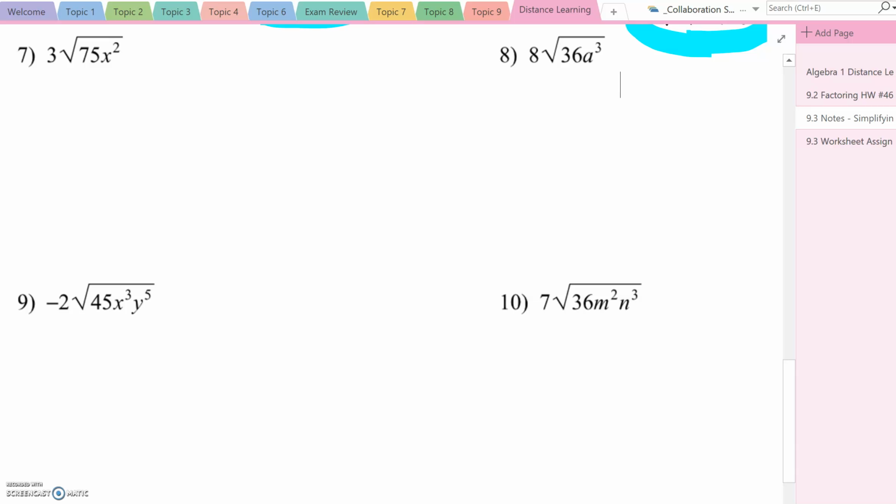Alrighty, Crusaders, we are almost there. Just 4 more problems left. 7 and 8 are very similar to 5 and 6. Just a couple more examples for us. So, number 7, I bet you can guess our first step.